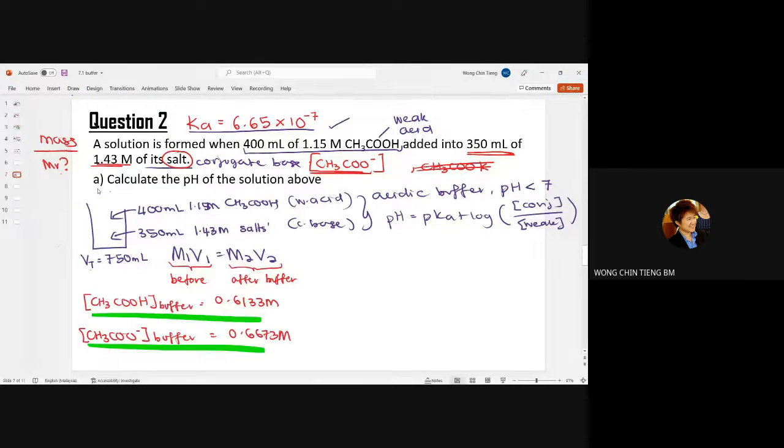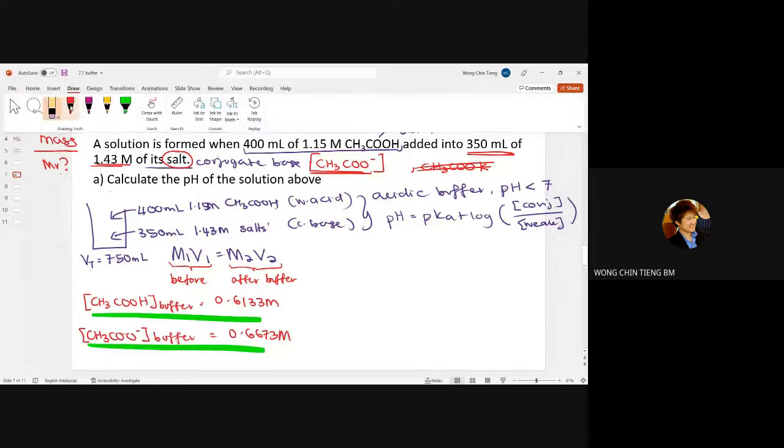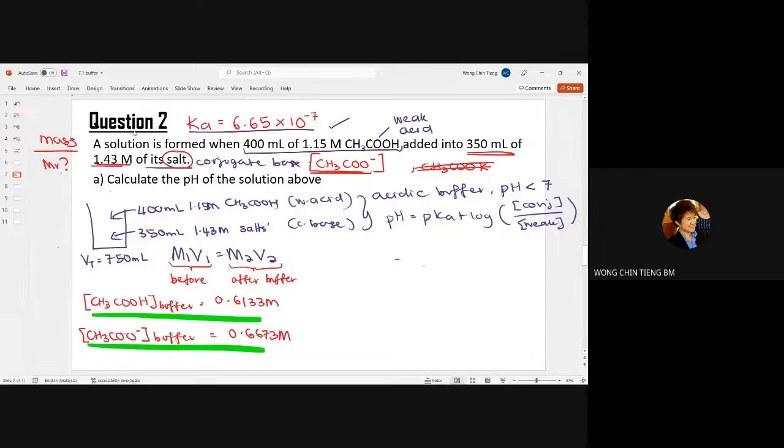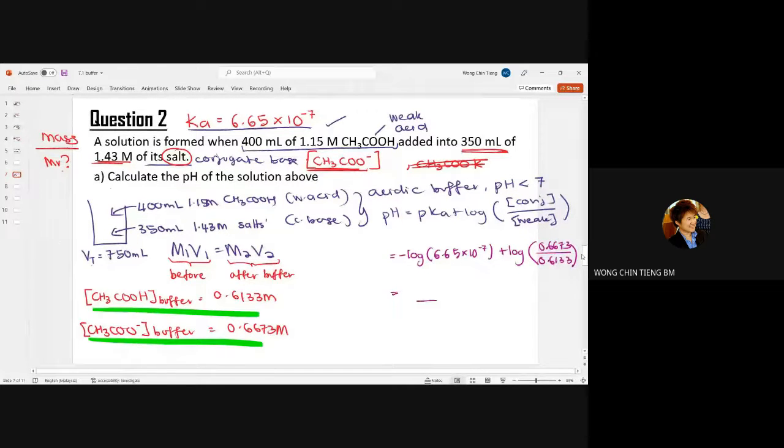So, we have the formula pH equals negative log of the Ka, 6.65 times 10 to the power of negative 7, plus the log of the conjugate over the acid. Substitute in the values. So over here, you will get negative log 6.65 times 10 to the power of negative 7, plus the log of the conjugate, which is 0.6673 in this case, over 0.6133. And the pH I get here.